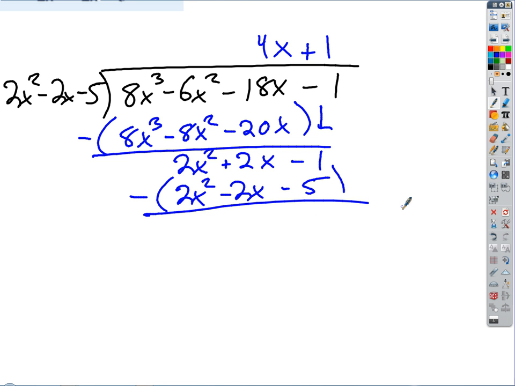Subtract. The 2x squareds cancel. In the x column, I get 2 minus negative 2. What's that? 4. Good, and I have x's, so 4x. Negative 1 minus negative 5? Plus 4. Plus 4.